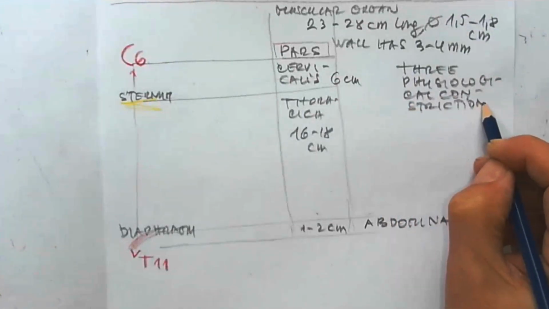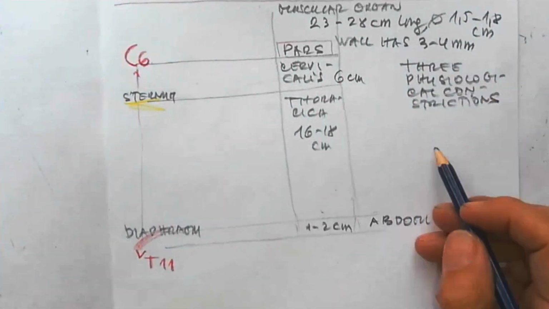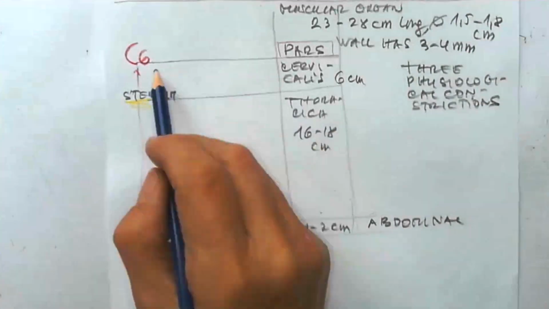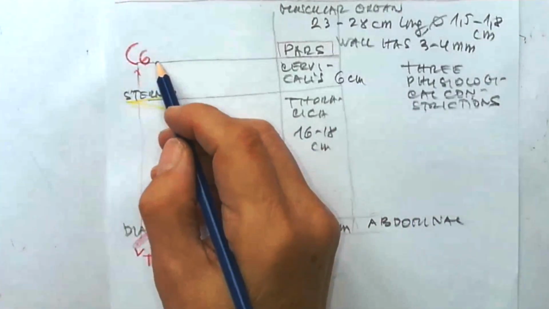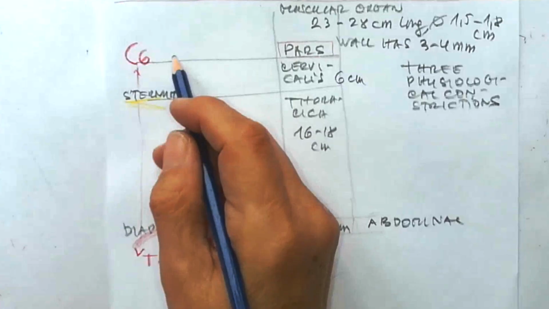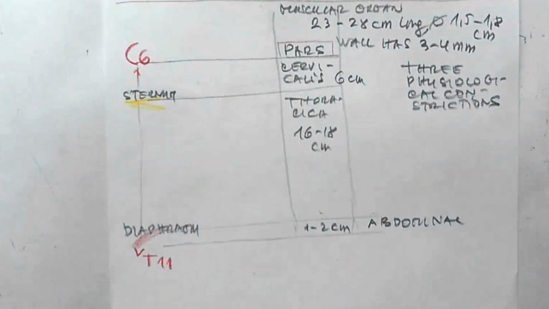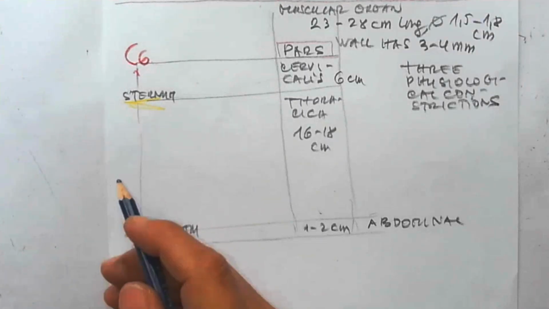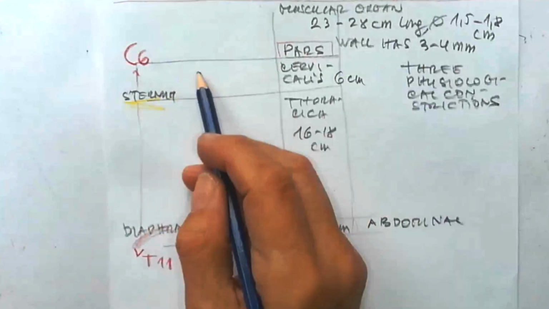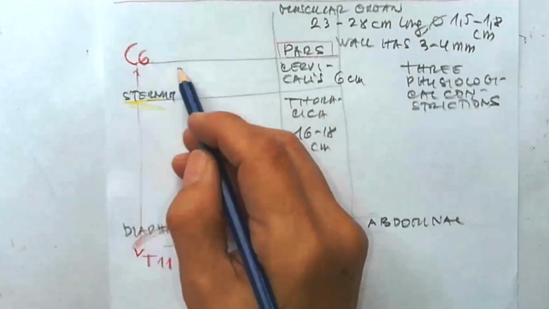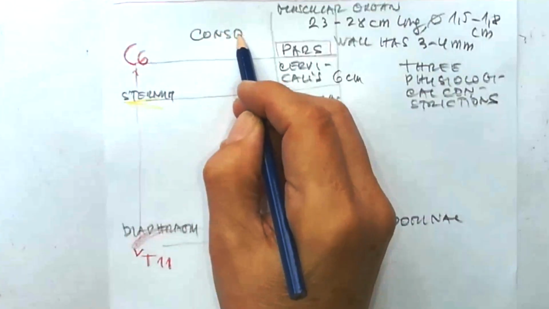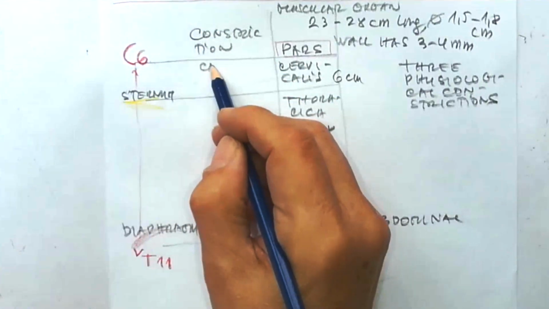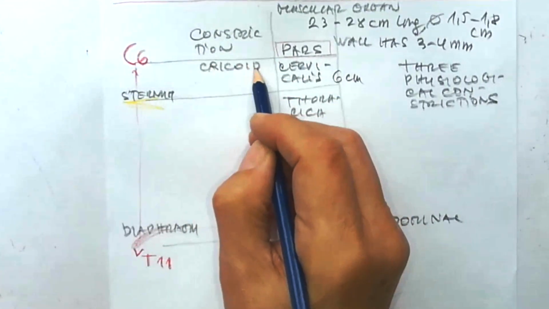There are 3 physiological constrictions. For the first one, I would use blue. The first one is at the level of the cricoid cartilage. It is called the cartilaginous, or cricoid, constriction, the first constriction, and lies at the level of C6.